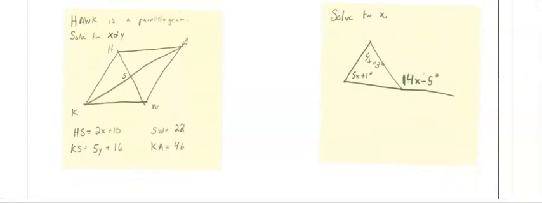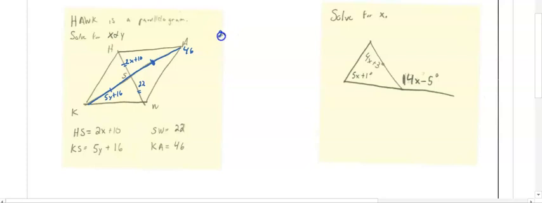In our next one, HAWK is a parallelogram. Solve for x and y. So HS is 2x plus 10. SW is 22. KS is 5x plus 16. And this whole diagonal is 46. So remember, in a parallelogram, your diagonals bisect each other.